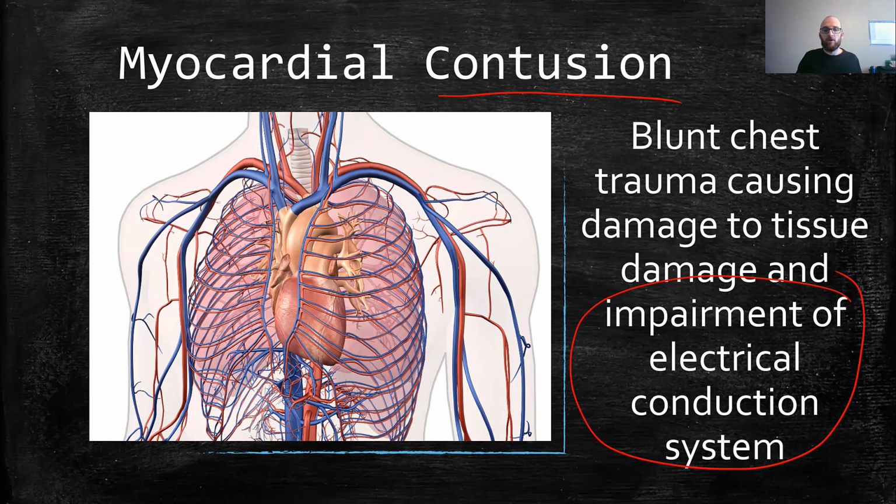Right? So blunt chest trauma with cardiac arrhythmia, or if they just tell you the heartbeat is irregular, that's going to be a very common thing that pushes you towards a cardiac contusion, a myocardial contusion. They'll say the heartbeat is irregular after some sort of blunt chest trauma. It can be other things, but that's a very common one they'll use to describe a cardiac contusion.